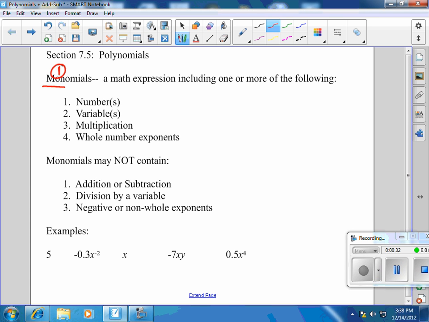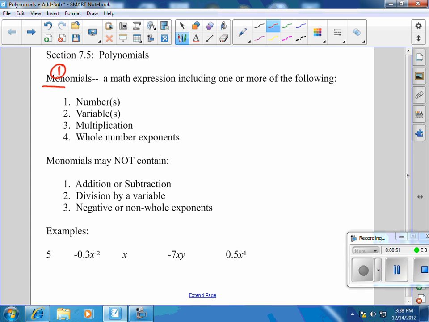So no fractions, no decimals. Monomials cannot contain addition or subtraction. You can't divide by a variable, and you can't have negative or non-whole exponents. So fractions and decimals. So we have some examples down here. Some are examples, some are non-examples.